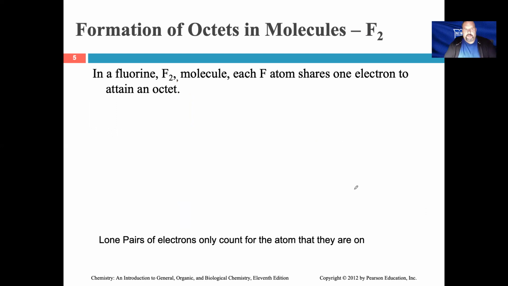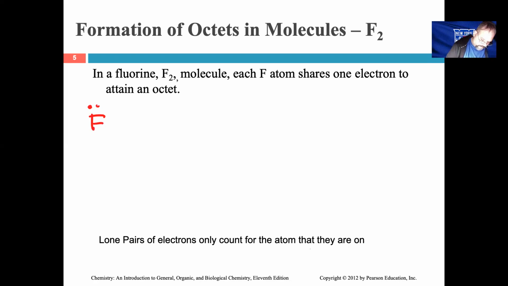So let's take a look at another example. Let's take a look at fluorine. So fluorine is another example of an element that in nature exists as something diatomic. So essentially in a fluorine F2 molecule, each fluorine atom shares one electron to attain an octet. So let's go into that in a little bit more detail.